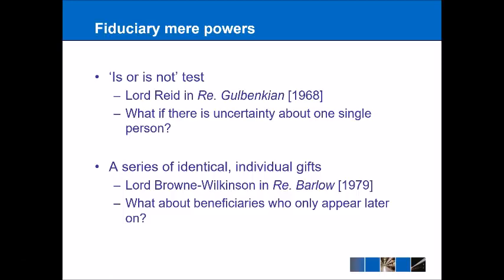So a way of getting around this was potentially developed by Lord Brown Wilkinson in Re Barlow 1979, and this was to see the trust instrument as a series of identical individual gifts. However, this isn't really a true representation of what a trust instrument actually is, and there's also some questions about what about a justified and legitimate beneficiary who comes along later on and should be entitled to that identical individual gift that everybody else got earlier on.